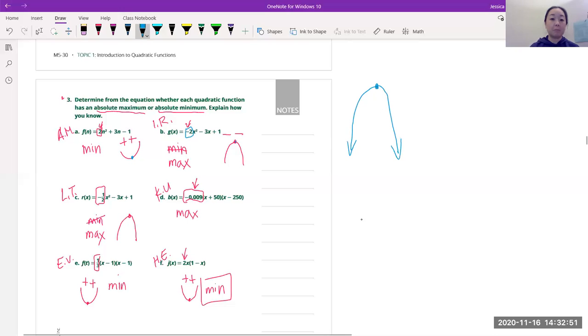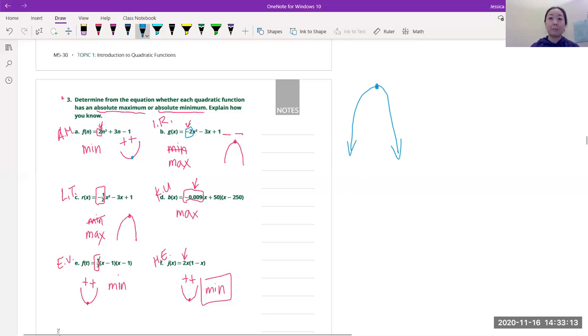Okay, what would be my minimum? How low does this go? Where it has arrows, that means it goes on forever. Well, how low does that go? To negative infinity. So it technically goes to negative infinity, right? Because it just keeps on going down, down, down. So that's why we don't have an absolute minimum, because you can always go lower. There's no set number that it can be, right?